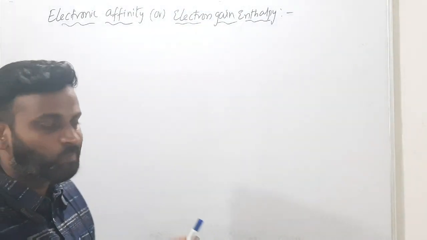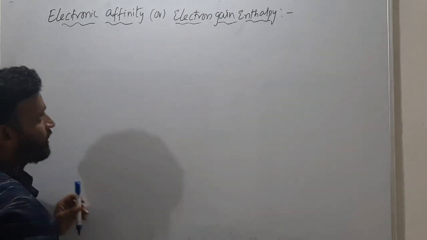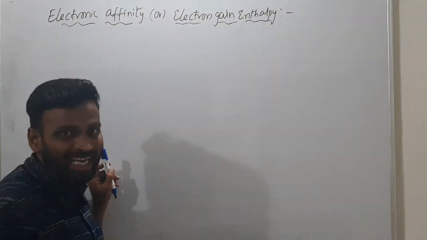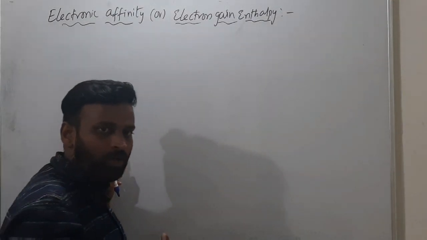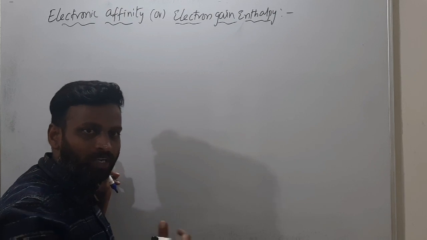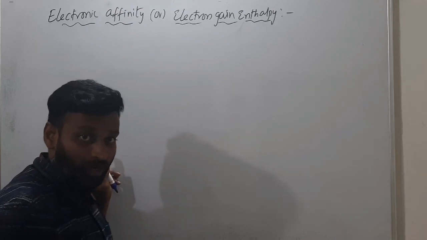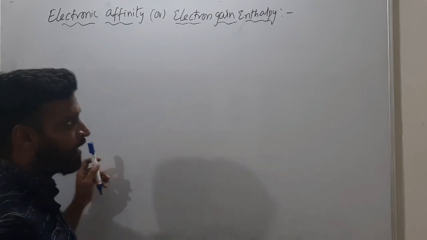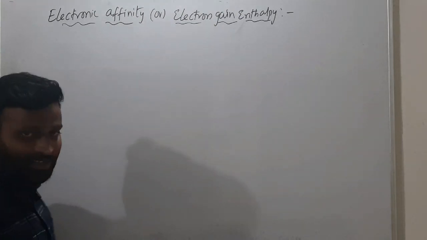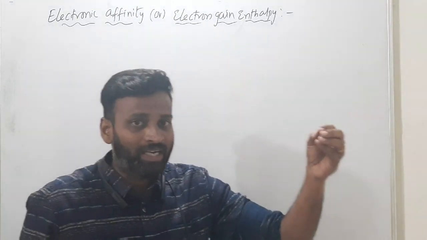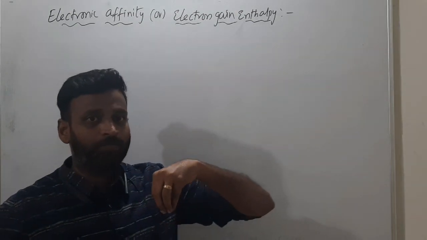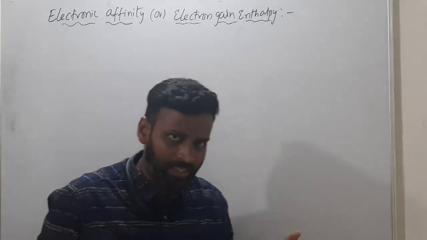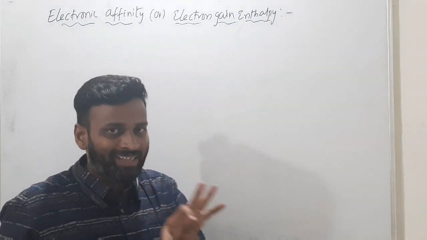It's about electronic affinity or electron gain enthalpy. This is our next periodic property. Electronic affinity is almost opposite to ionization potential. Ionization potential means what? The amount of energy which is required to remove valency electron from neutral isolated gaseous state atom. But here, what is electronic affinity means? When electron is added to a valency shell of neutral isolated gaseous state atom, the amount of energy released.